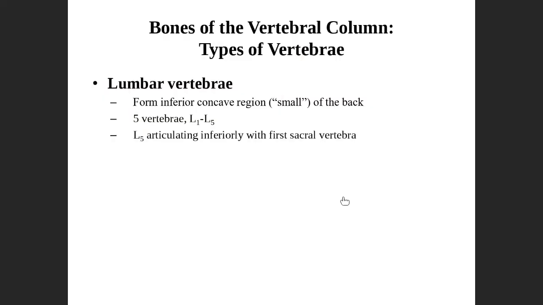All right, the next region is going to be the lumbar vertebrae. This is also known as your low back. You have 5. So L1, which is the first lumbar vertebrae, will articulate with T12 above it. And then L5 is going to articulate with the first sacral vertebrae, which is fused. So you could say that L5 is articulating with the sacrum.